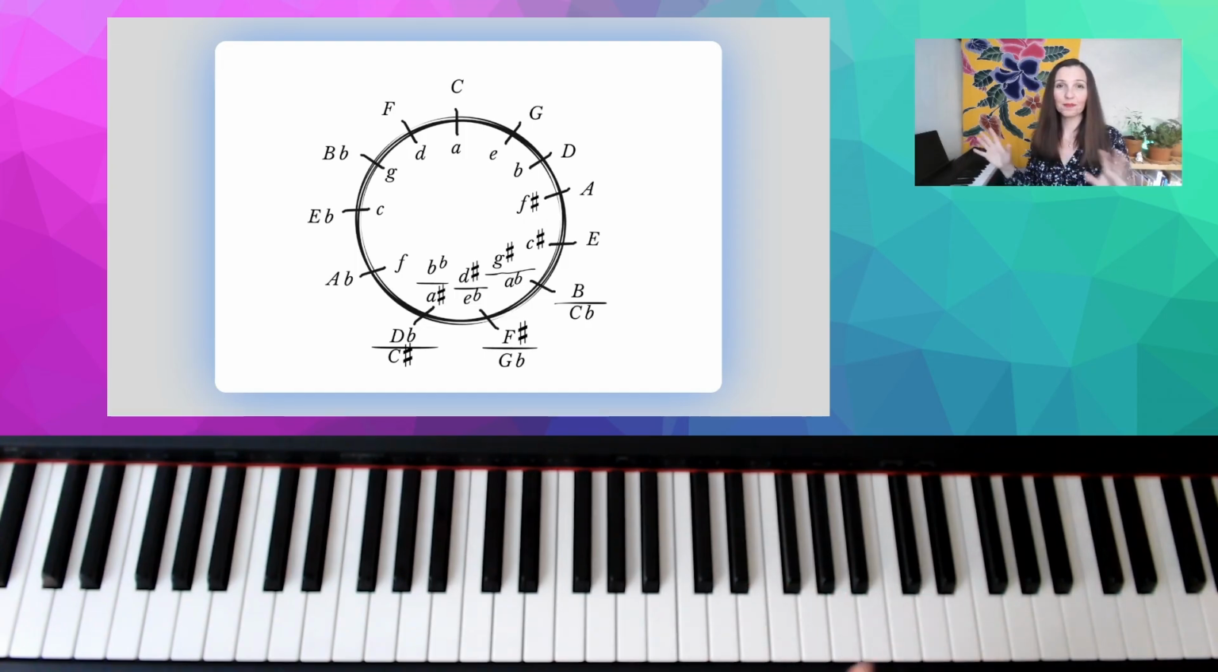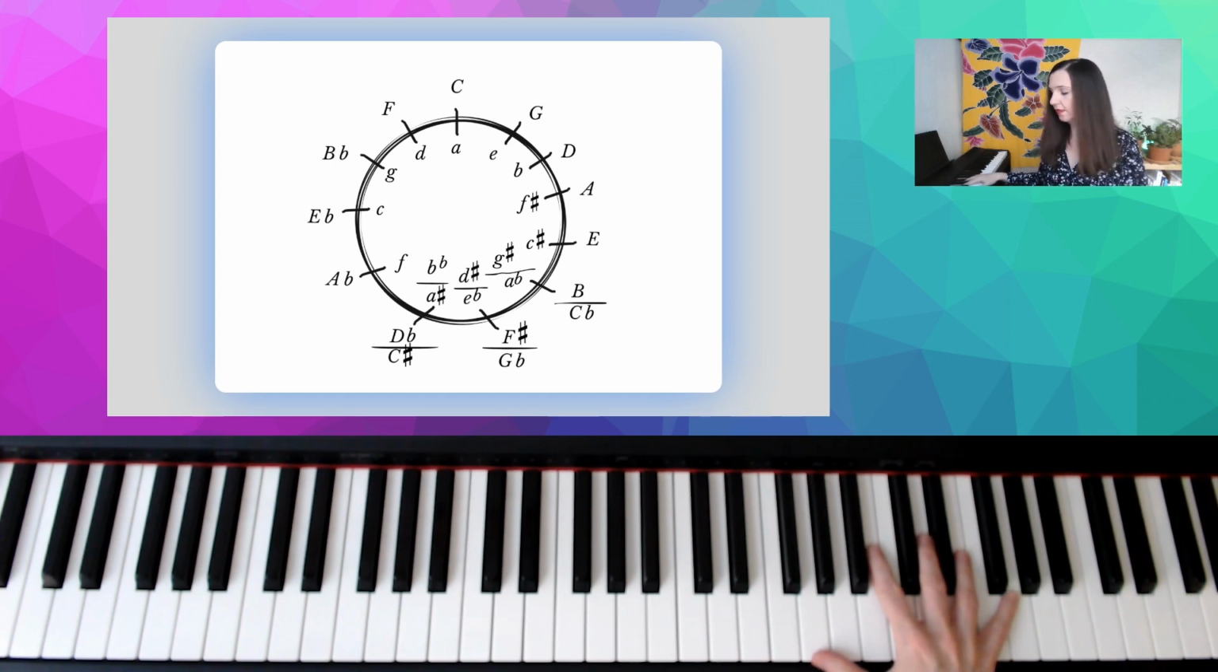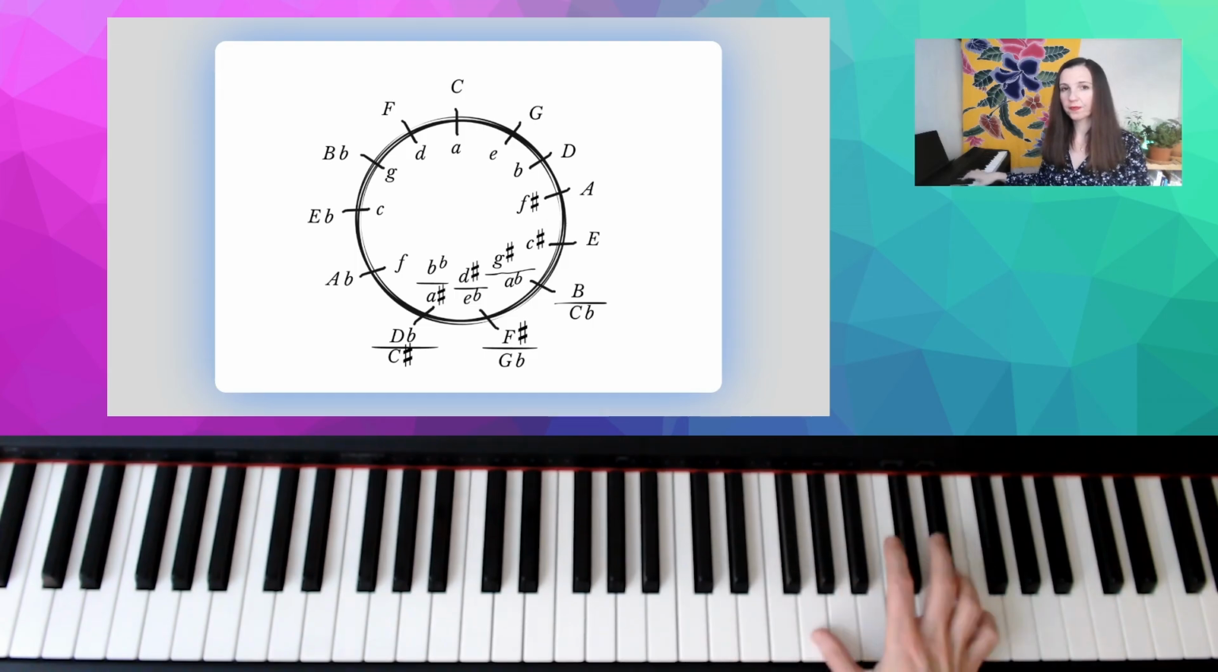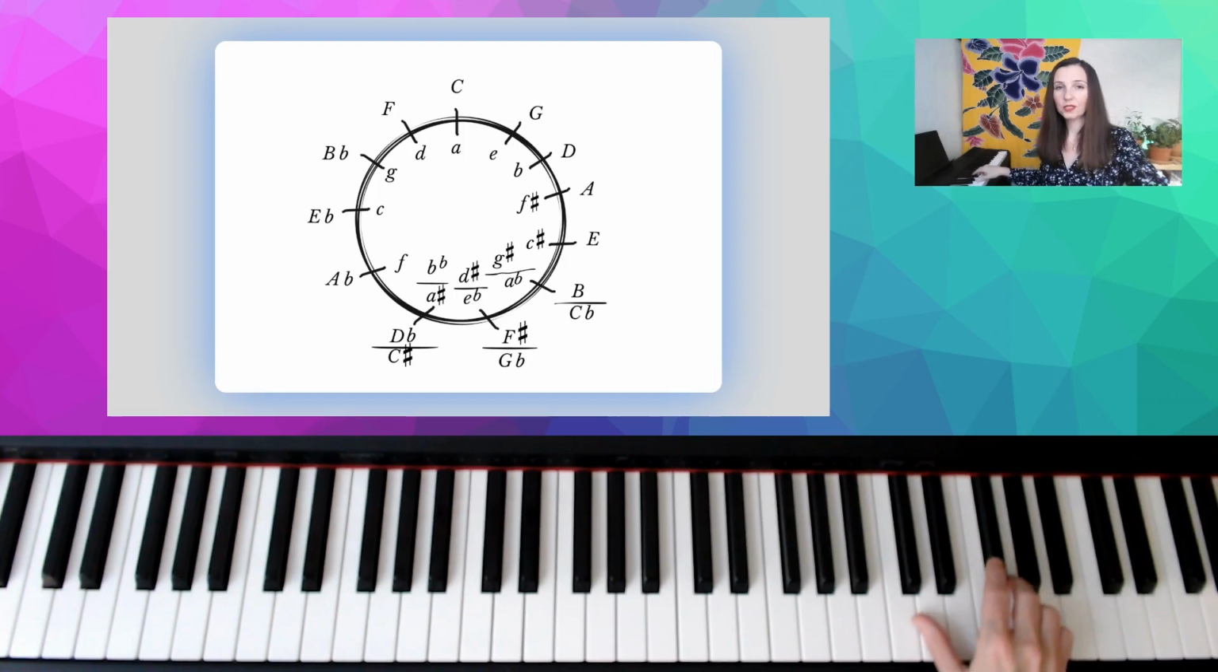Great. The next major is G major. I have my tonic triad, and then the dominant 7th chord. Ready? Go. 1, 2, 3.